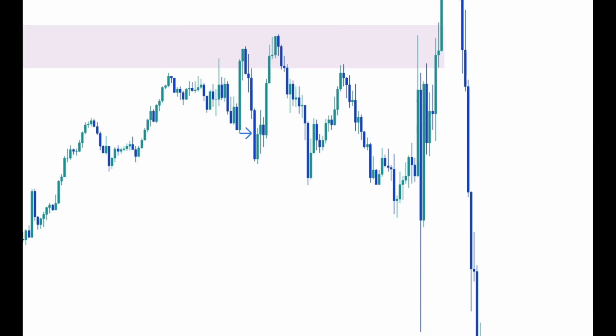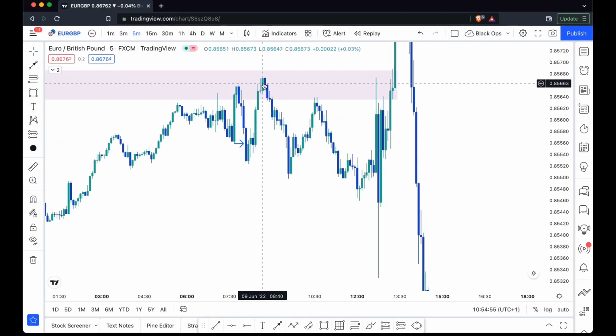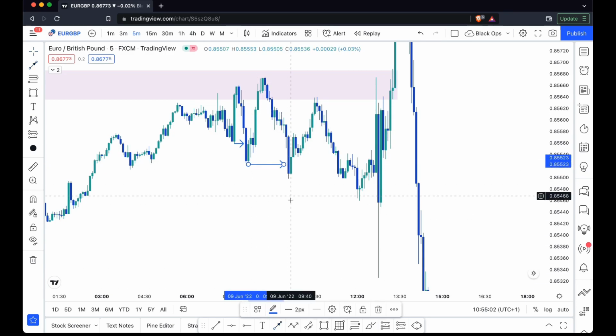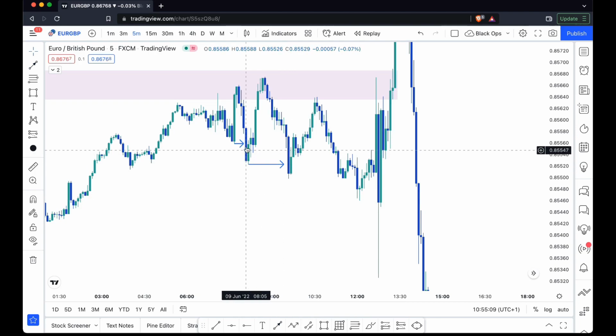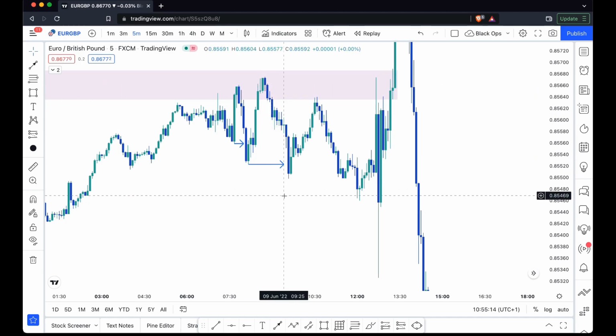So let me just remove this for now. And what we see is price reacts from this area again, pulls down, and now creates another breaker structure. So in terms of what I'm saying, giving your trade a second opportunity, we can see we actually have a new breaker structure. So that makes our trade viable, our second trade viable. It also means we can take a trade.